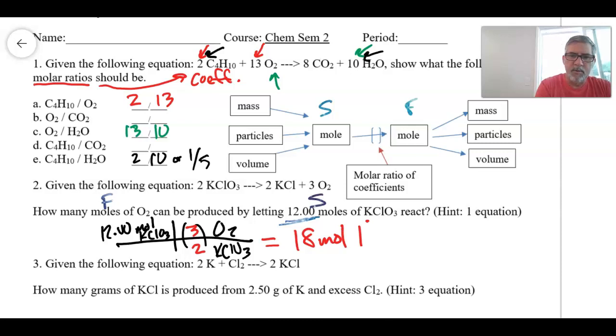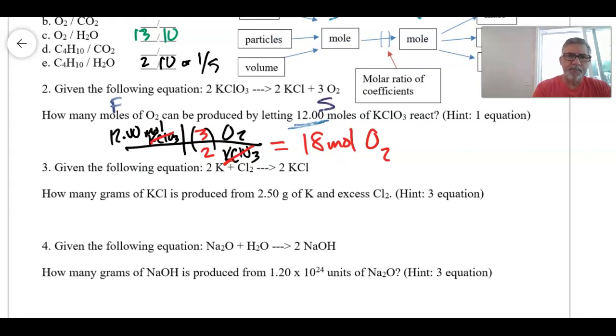I get 18 moles. About 2, because my potassium chloride canceled out. So that should be pretty easy.